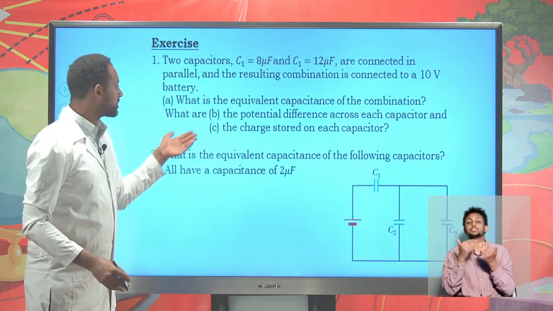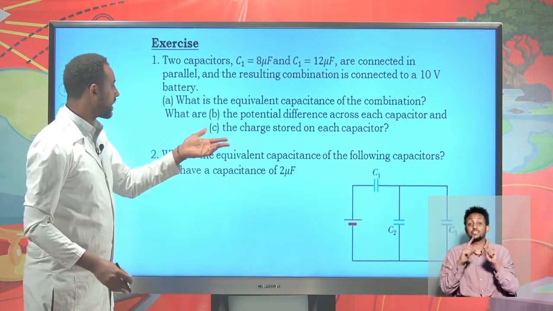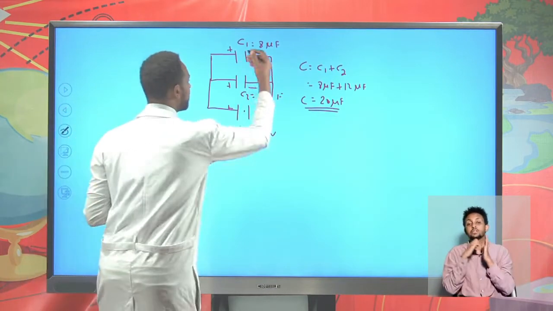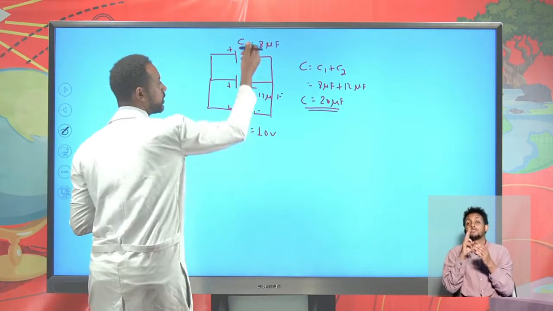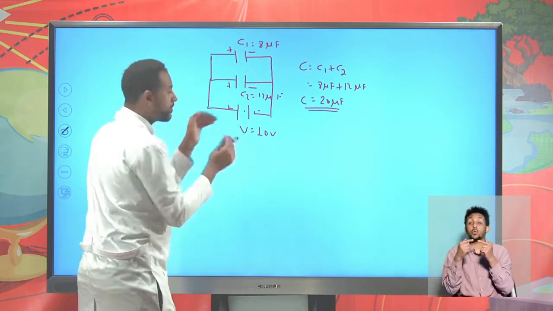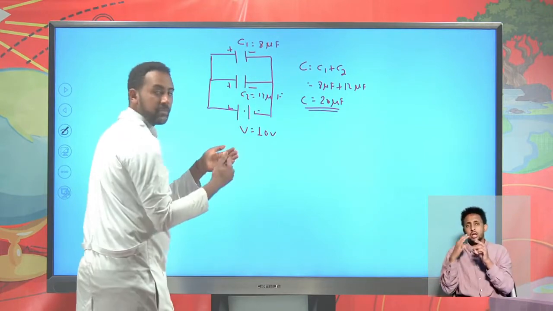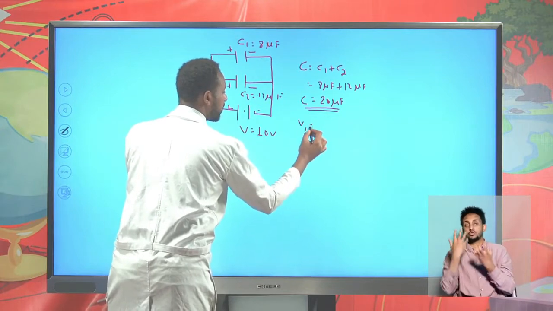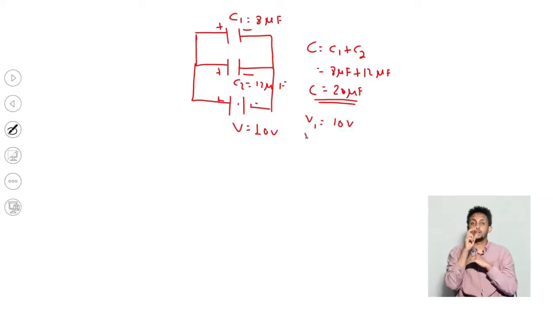What is equivalent capacitance? The potential difference across each capacitor and the charge stored on each capacitor can be determined. For example, if you need to determine the total voltage and the voltage on each capacitor, it's easy since the two capacitors are connected in parallel. We know that each capacitor has the same voltage as the source. So the voltage drop on capacitor 1 is 10 volt, and for capacitor 2 it is also 10 volt, because for parallel capacitors the voltage remains constant.